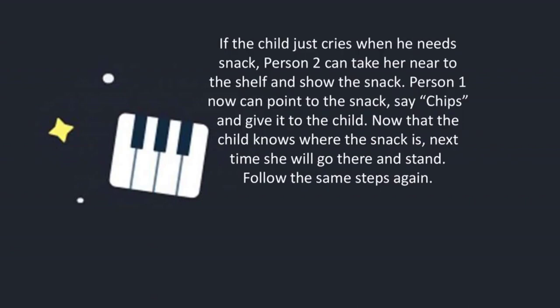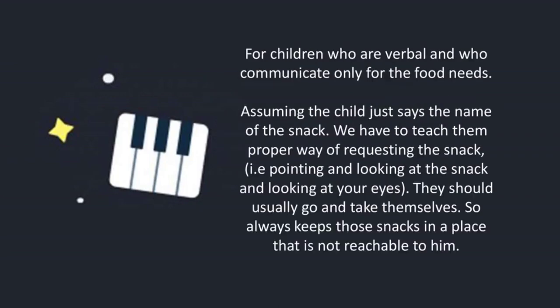If the child just cries when he needs snack, person 2 can take her near to the shelf and show the snack. Now person 1 can point to the snack, say the word chips and give it to the child. Now that the child knows where the snack is, next time she will go there and stand. Follow the same steps again. So when the child goes and stands next to the shelf, don't ask her questions. Just point to the snack and give the snack immediately.